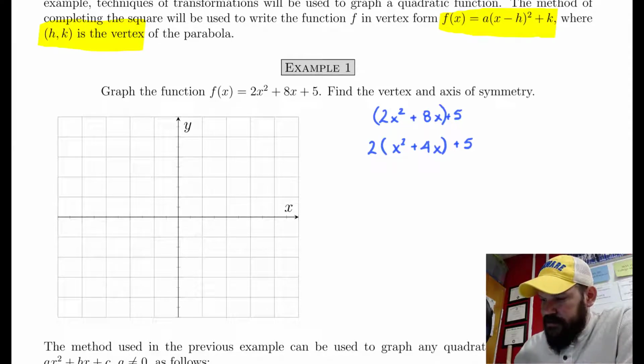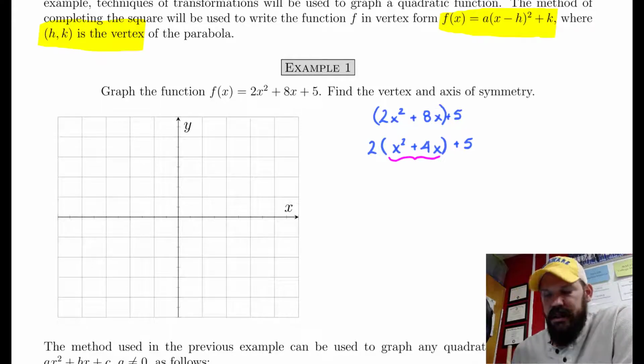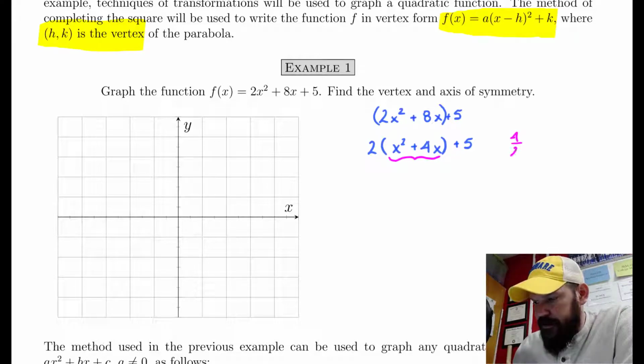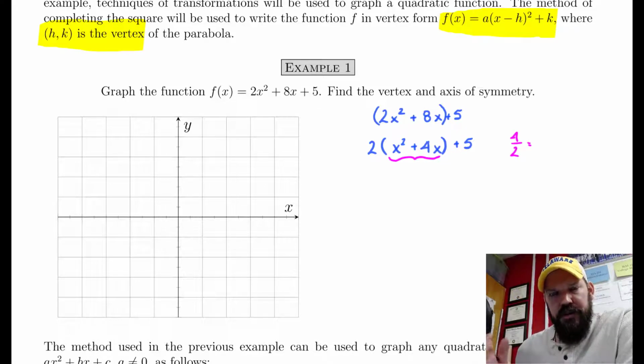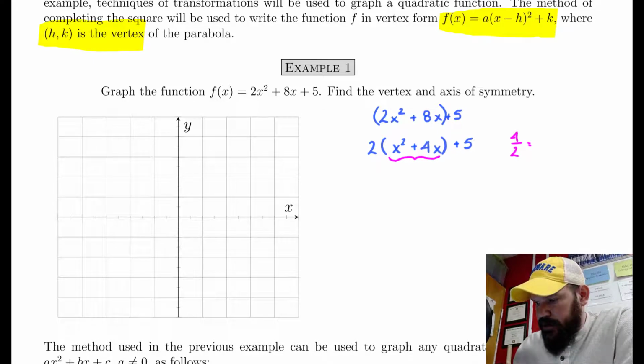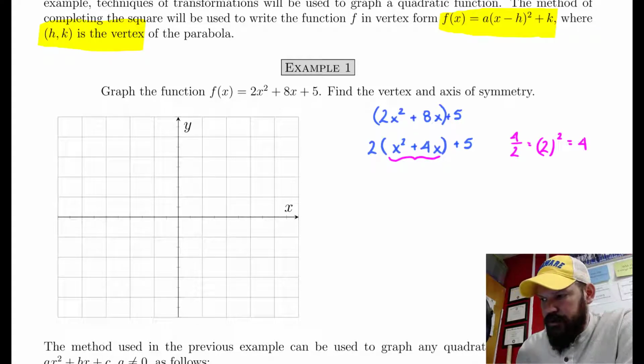So with this technique of completing the square, I'm going to focus on what's inside the parentheses, these parenthetical terms. I have x squared plus 4x. I'm going to take the 4, the coefficient on x, and divide it by 2. We're just cutting it in half. You're going to do this every time if you're completing the square, cut it in half. So when I cut 4 in half, I get 2. Then I'm going to square that value, and now I have 4.